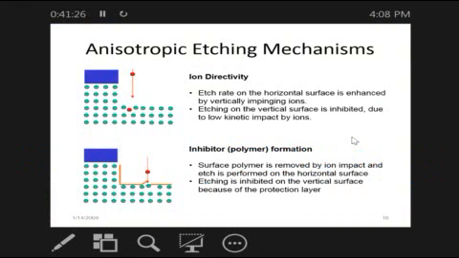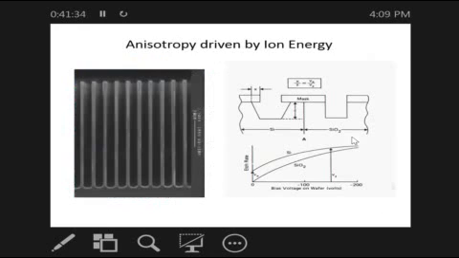Anisotropy is very important. That's the main advantage of plasma etching compared to wet etching. Actually, I'll begin with the next slide.